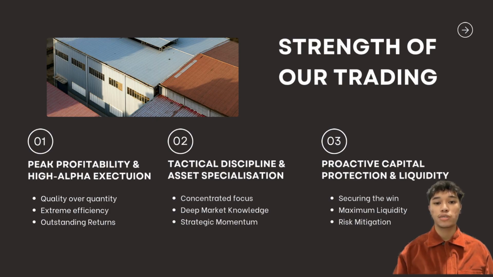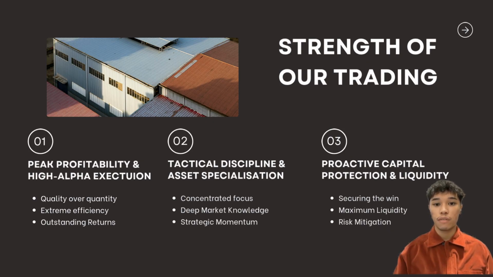Moving into our execution strategy, our results came down to a single principle, which is quality over quantity. Instead of chasing high trade volumes, we focused on high alpha and precision execution. We used 46 trades out of our 30 required trades. This extreme efficiency yielded the highest profit in our group, delivering an outstanding 26.22% ROI.